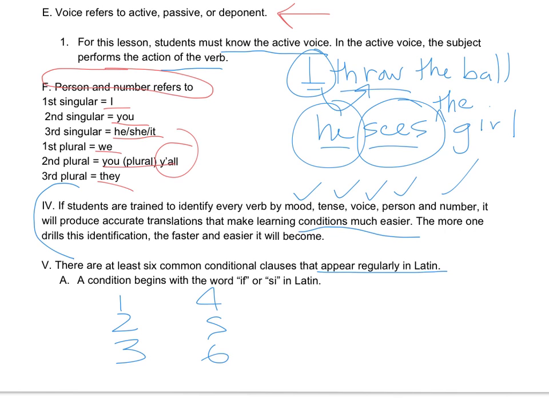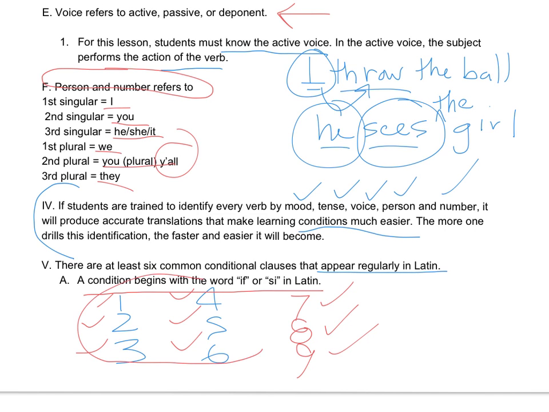6 basic formulas. The common denominator in all of them is that a condition begins with the word if. Of these 6 main types of condition, there are at least 3 others, usually called mixed conditions. Again, different textbooks identify them differently. But I want you to focus on the fact that there are about 6 main conditional clauses. Every one of them begins with the word si in Latin, or they have the word si in them at some point. You can actually rearrange them a little bit. The main point you have to understand with a condition is that it begins with the word if. In Latin, the word is si.